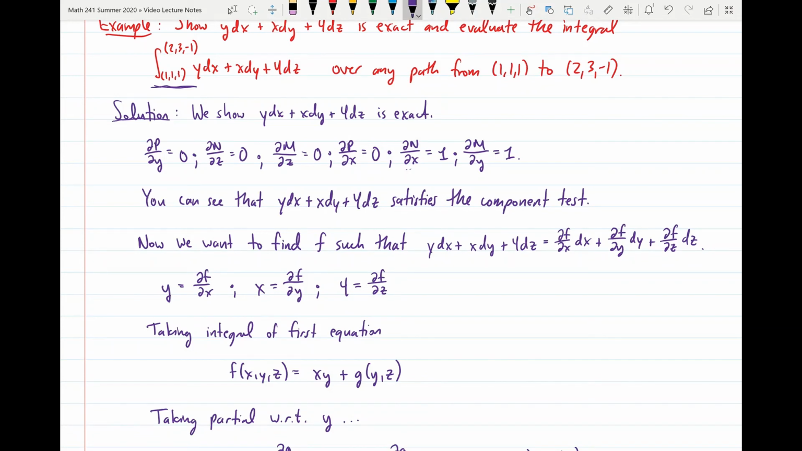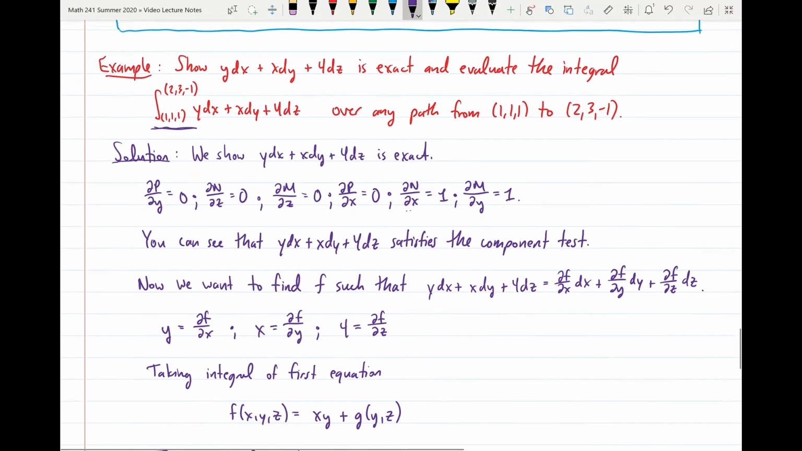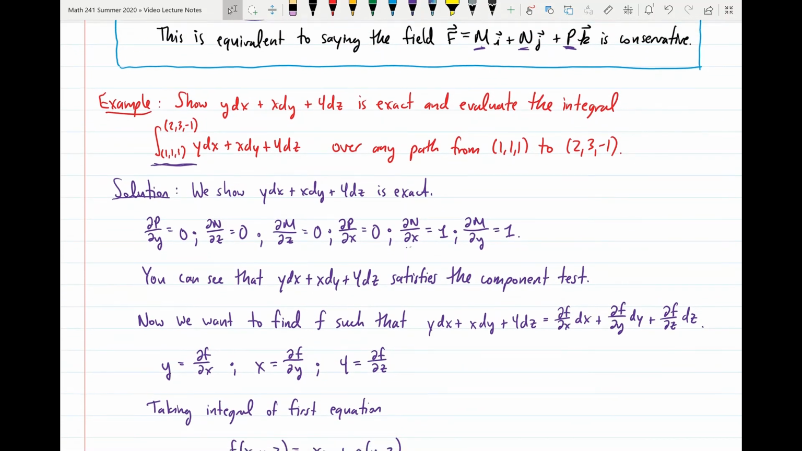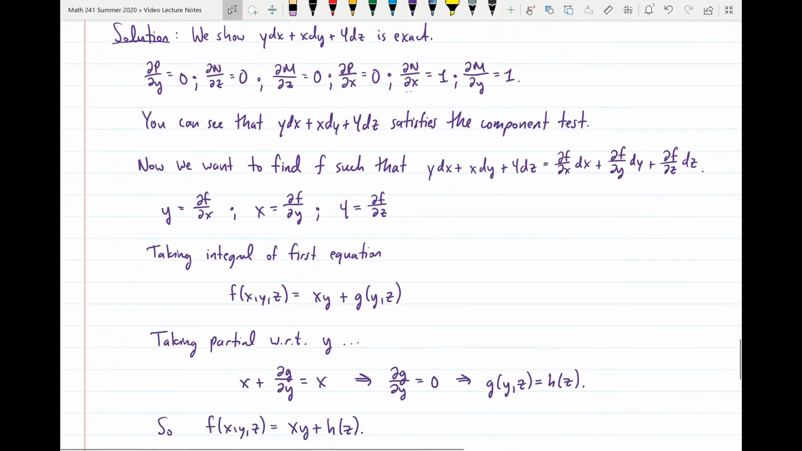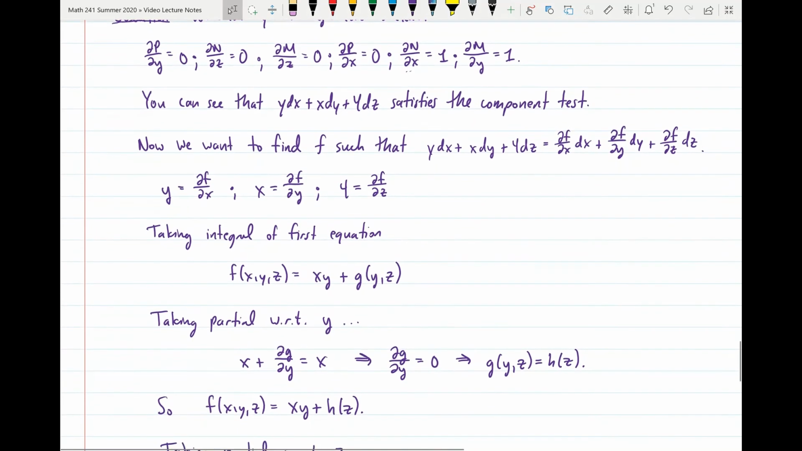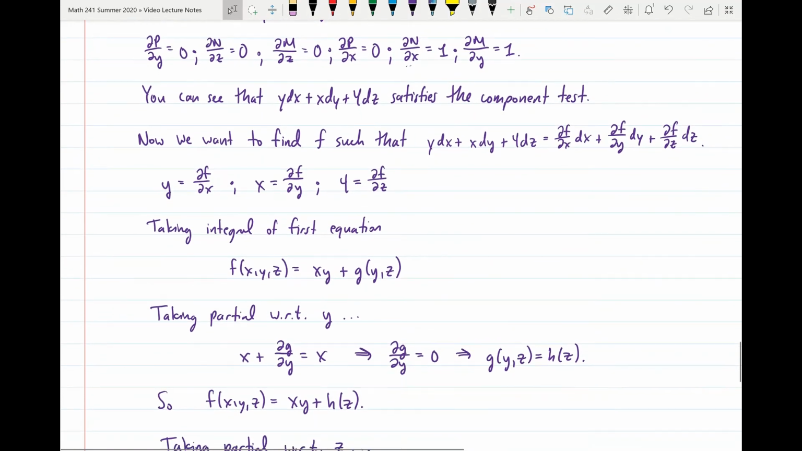But after we have these 6 different partial derivatives, we can see easily enough that our differential form y dx plus x dy plus 4 dz satisfies the component test, and for that reason our differential form is exact. And now that we have that our differential form is exact, we want to find this scalar function f such that our differential form can be written as the total differential of little f.